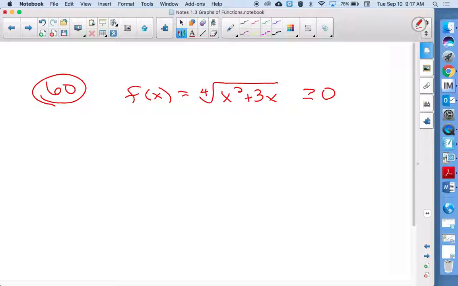I think I added that greater than or equal to 0 because that's in my problem when I was doing it. Any even root, a 4th root, a square root, a 6th root, a 10th root, whatever is underneath the radical has to be greater than or equal to 0. You cannot take the 4th root of a negative number. You can't take the 10th root of a negative number.